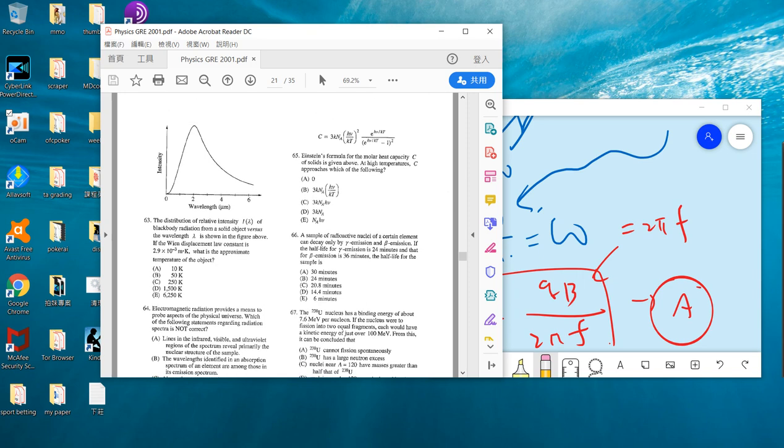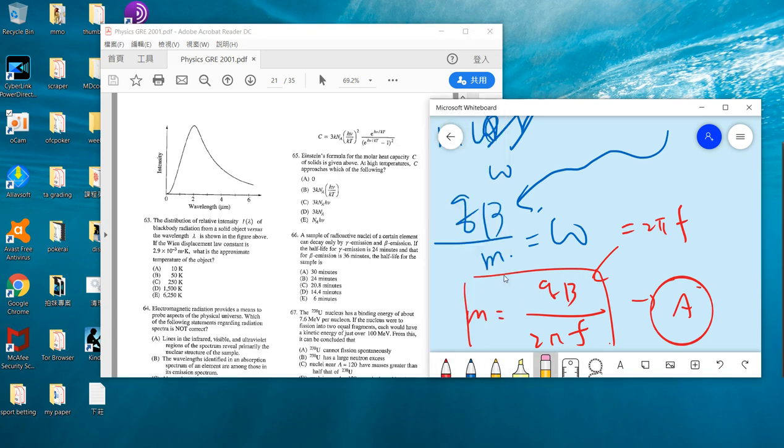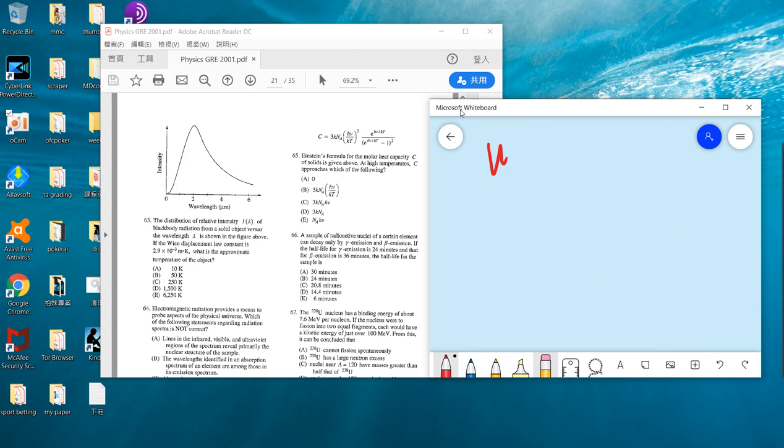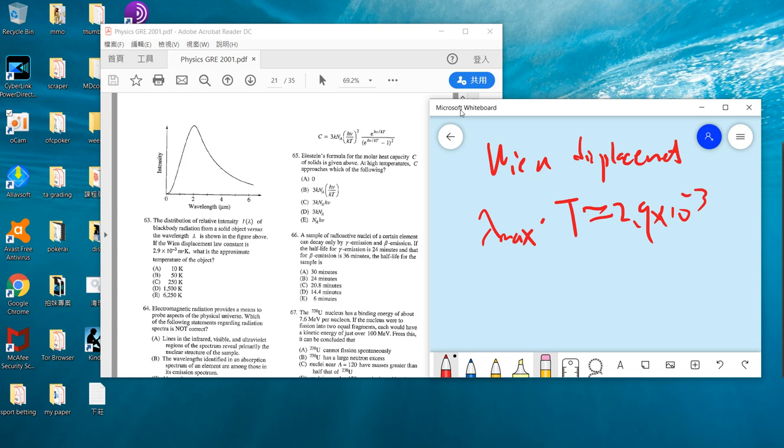Okay, 63, the distribution I of lambda of this, and the Wien displacement law constant. Okay, so Wien's displacement law, let me write down. Wien's displacement law tells you that lambda max times T is close to 2.9 times 10 to the negative 3. So lambda max is what? It's close to 2, right? 2 microns. So you can solve the temperature. Just use 2.9 times 10 to the negative 3 divided by 2 microns. Okay, so the answer is close to this.